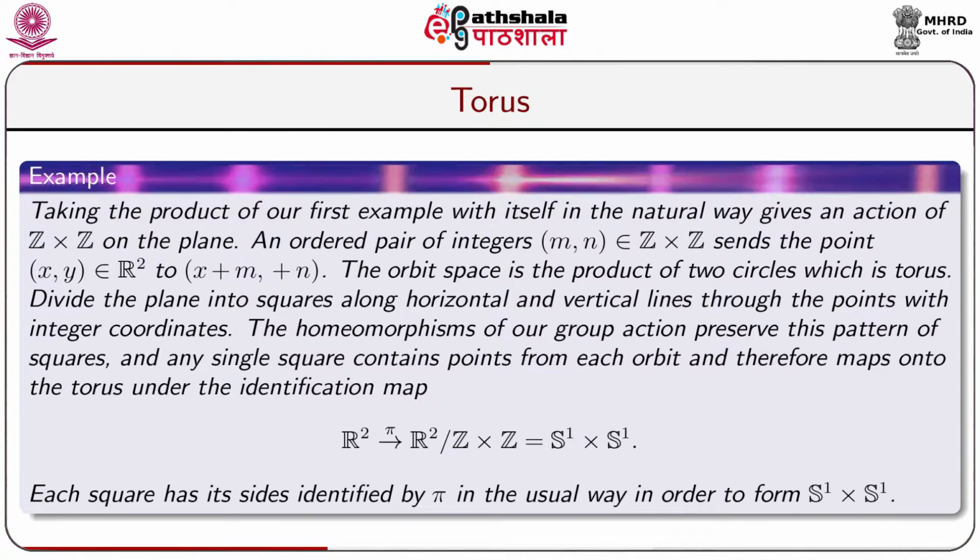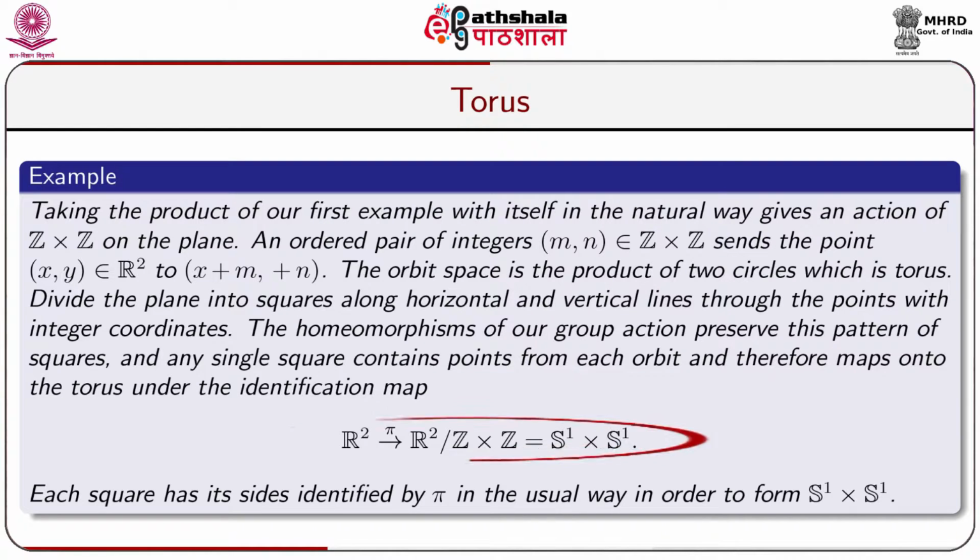Here, the group action is defined in the way that for any m, n belongs to Z cross Z and x, y belongs to R cross R, the action is defined as (m, n) of (x, y) is equal to (m plus x, n plus y). So, under this, the orbit space becomes R2 by Z cross Z, which is homeomorphic with S1 cross S1, which is our defined way of torus.